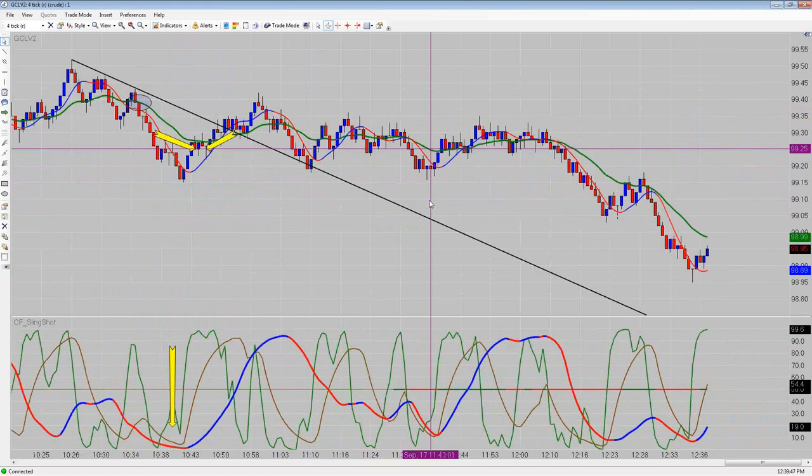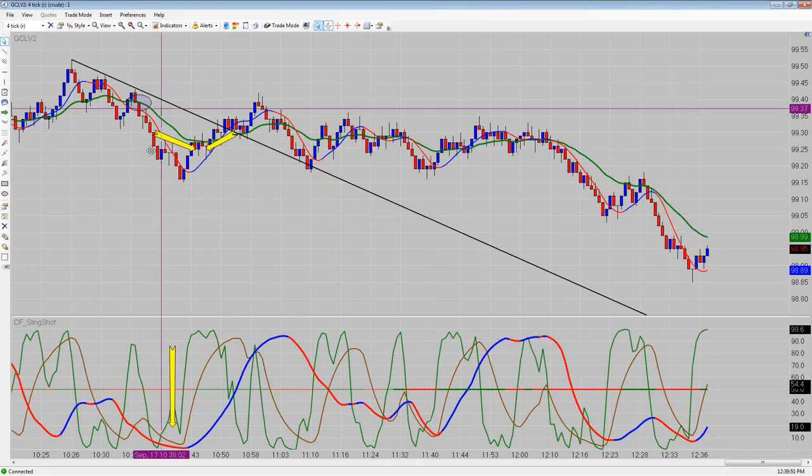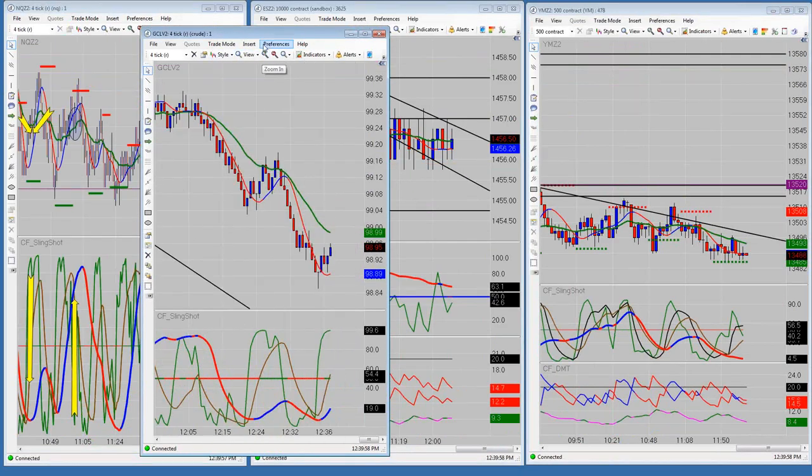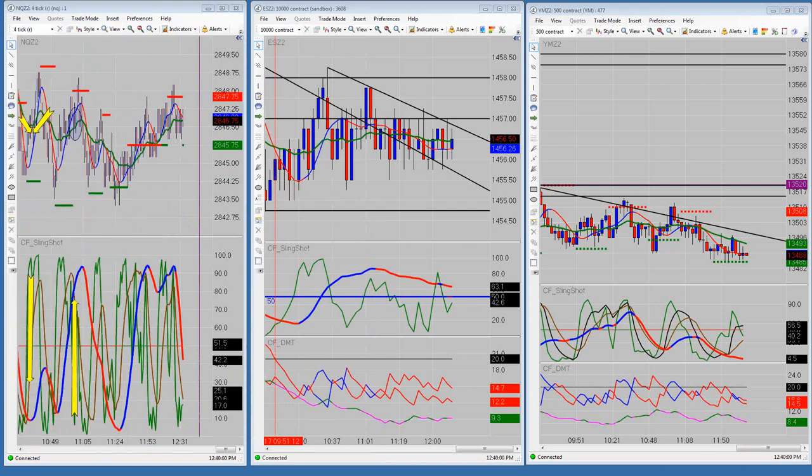All right. People often ask what my risk is on these things. My risk is always the same across all these charts. Okay, it's 8 ticks. 8 ticks across all the charts. And that's pretty much it, guys. We had a really flat day today. Not a lot of trading, unfortunately, but you know, it is what it is.